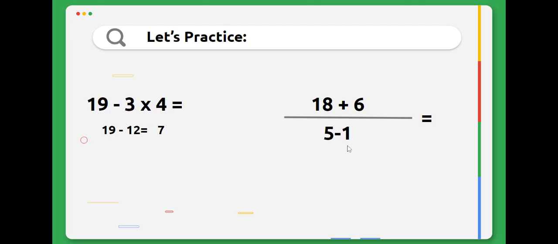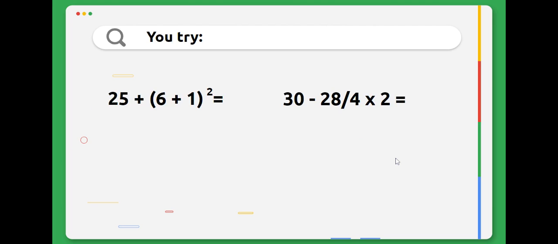All right, so here we have a division bar. And when we have a division bar, we have to solve what's on top and solve what's on bottom before we can divide. Okay, so the first thing we're going to do is go 18 plus 6 is 24. And there's our division bar. Then we're going to have to go 5 minus 1 is 4. And now we can solve 24 divided by 4 is 6. Great job.